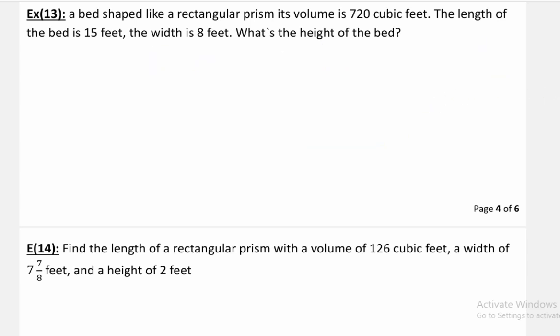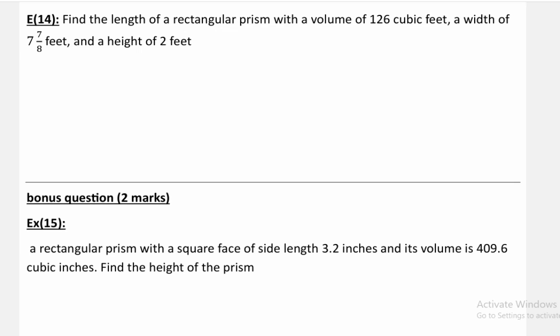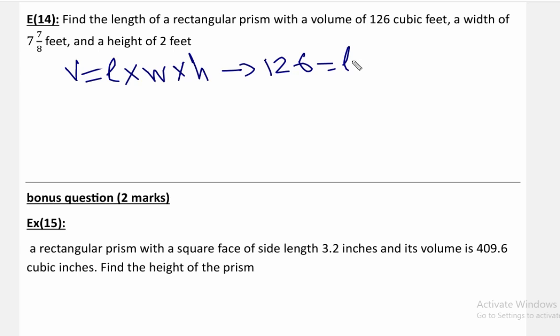Another one. Check your answer with me. Pause the video, solve and check your answer. Find the length of the rectangular prism with a volume of 126 cubic feet, a width of 7 and 7/8, and a height of 2 feet. The volume will be length times width times height, and the volume is 126 equal to length times width, which is 7 and 7/8, times 2.